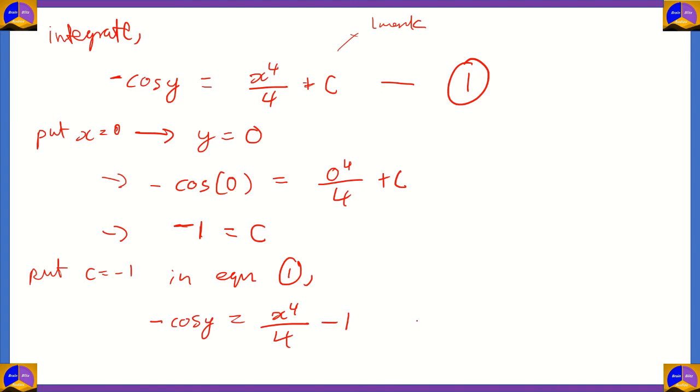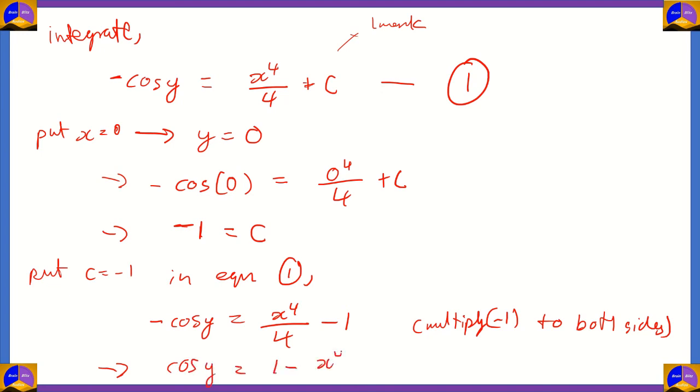Now the step is to multiply minus 1 to both sides. And when we do that, you will get the final equation as cos y is equal to 1 minus x raised to 4 divided by 4. And that is our final answer.